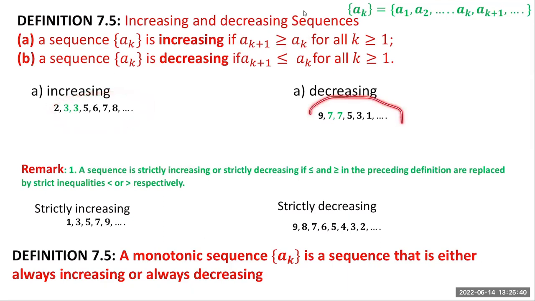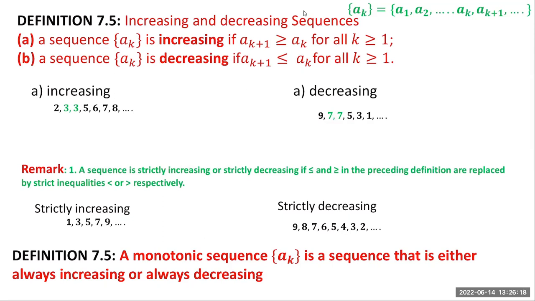And here is an example for a decreasing sequence. Okay, in a decreasing sequence, if you take any term, that term is smaller than or equal to the previous term. If you take these two terms, this term is smaller than or equal to the previous term. If you take these two, this term is smaller than or equal to the previous term. Okay, if that is the case, we say that it's a decreasing sequence.